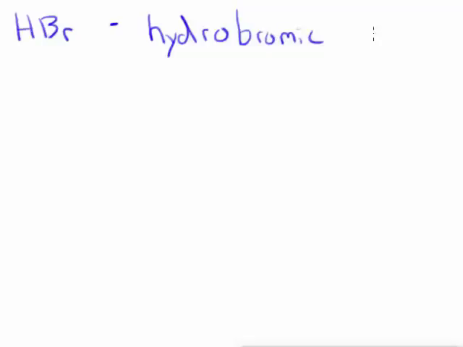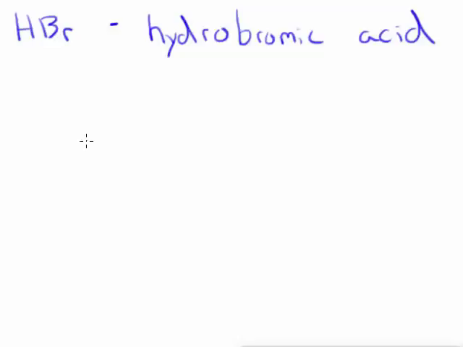Let's practice naming a few acids. If we start with HBr, we see that this does not have oxygen in it, so we know it's going to start with hydro. And we know our anion name is bromide. So if we change that ending to IC, we get bromic acid. So this is hydrobromic acid.